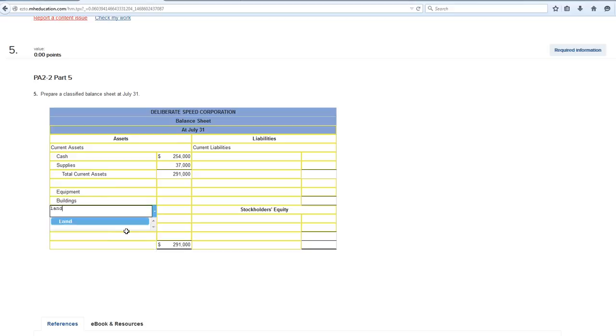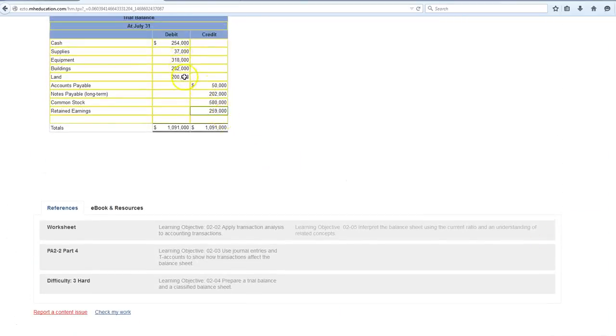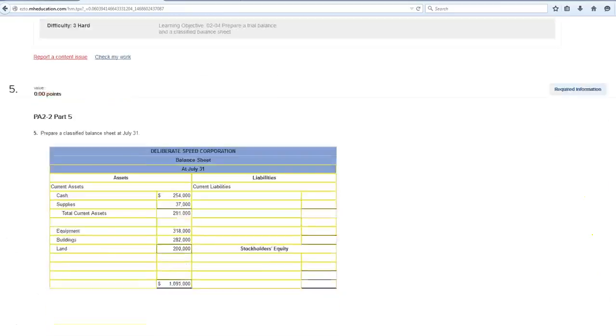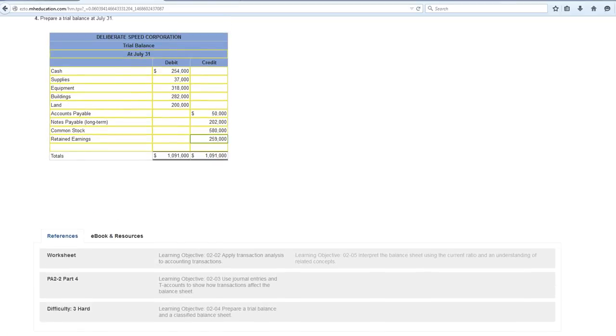These are long-term assets, which means that they live for longer than a year or we're using them in the production of goods and services. They're an economic resource. And again, we got those amounts from up above here. Okay, let's total out our assets. Total assets are $1,091,000. Now on the right side, the liabilities and equity have to equal $1,091,000, right?